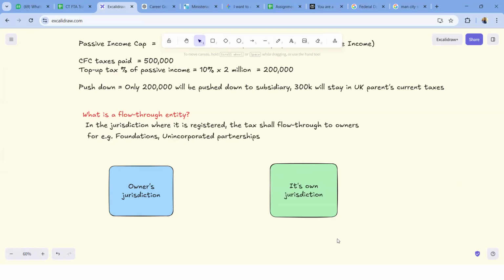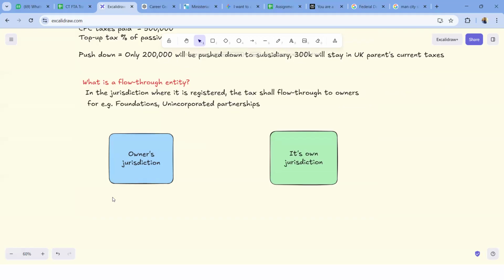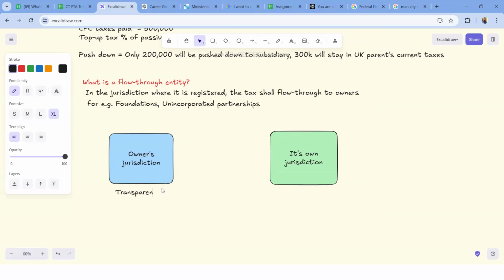Okay, the jurisdiction where it is incorporated and the jurisdiction where it is owned. Now, there could be instances where it is treated as a transparent entity here. Scenario one is it's treated as a transparent entity here, and it is treated as a transparent entity here also.